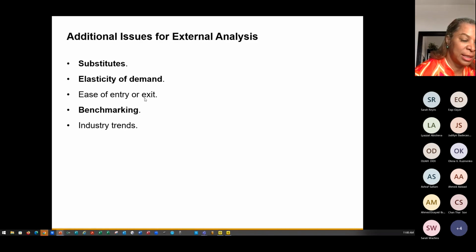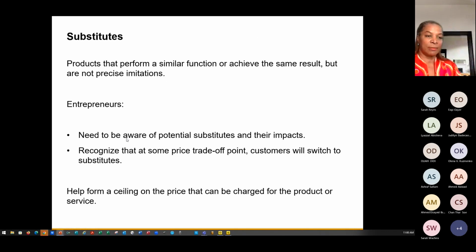Ease of entry or exit. So if you're manufacturing ice cream, it's very difficult to enter it because of all the infrastructure and also the exit. What could you do with an ice cream manufacturer? You kind of, specifically you have to do that. And then we can talk about benchmarking and industry trends. So let's look at substitutes.